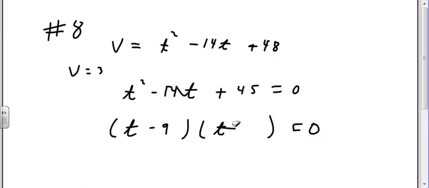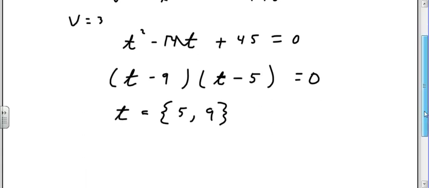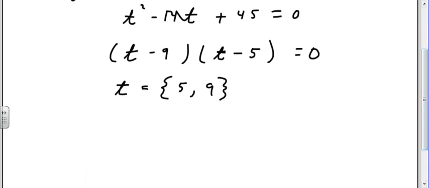t minus 5, the other 4, yeah. All right, t minus 5. Just seeing if anybody's awake out there. So in this case, t is going to be, in alphabetical order, 5, comma 9. All right, so there we go. 1 down.